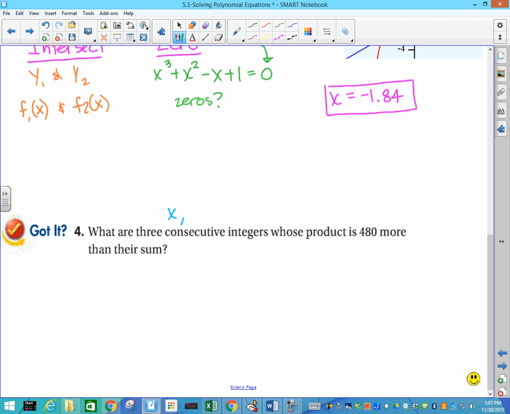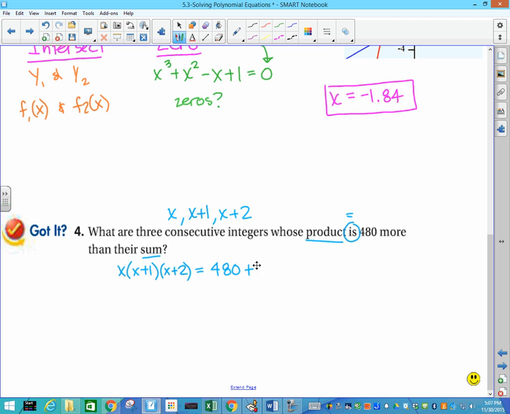I have x. Consecutive means it's the next number, so we just add 1. All right, so those are my three consecutive integers. And if it's a product, then I'm going to multiply them together. x times x plus 1 times x plus 2. And that product is, how do we write it in math? Equals 480 more than the sum.